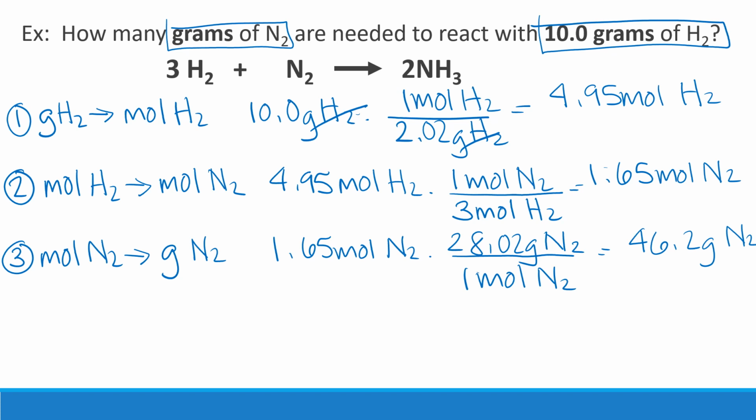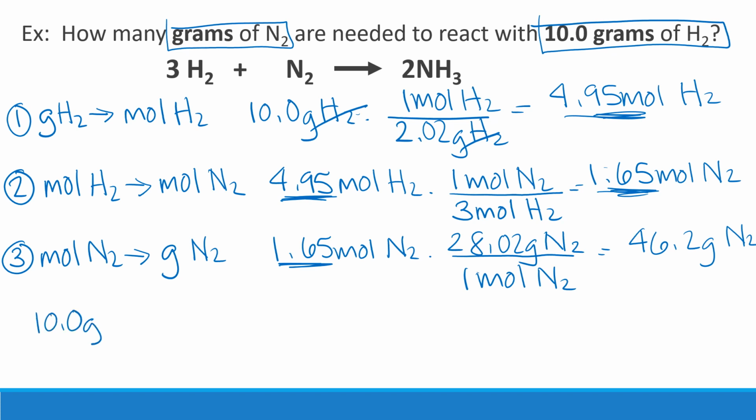Now look at what we've just done. Every single time I took an answer and made that my starting point. And then I took the second answer and made that a starting point for my third calculation. One of the selling points of dimensional analysis is that you don't have to stop and get interim answers. Instead, you can just link your factors together. Right? So this, with linked factors, would look like this.